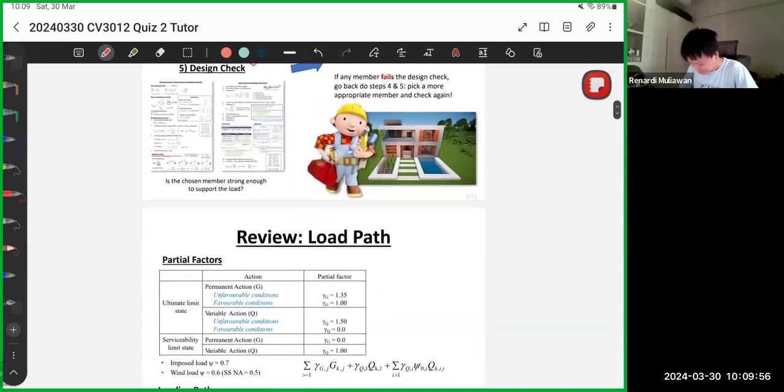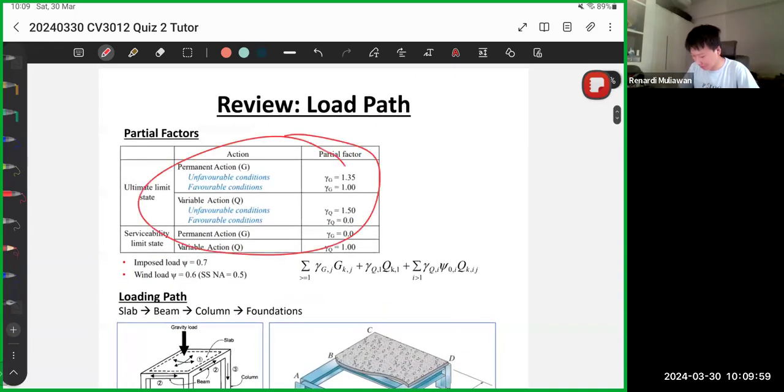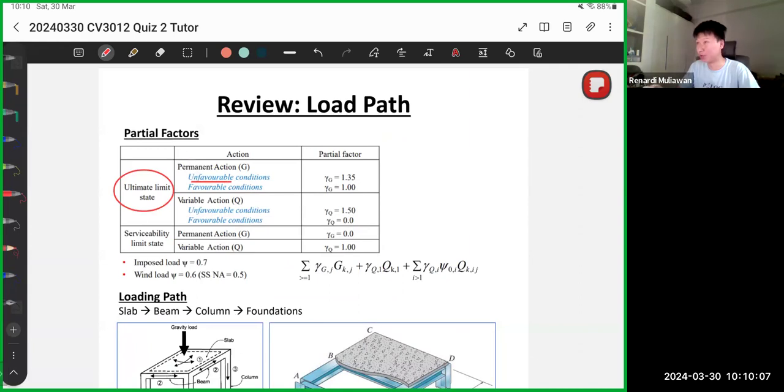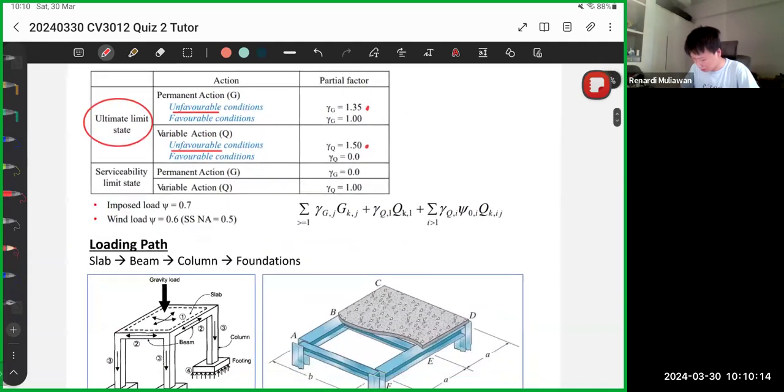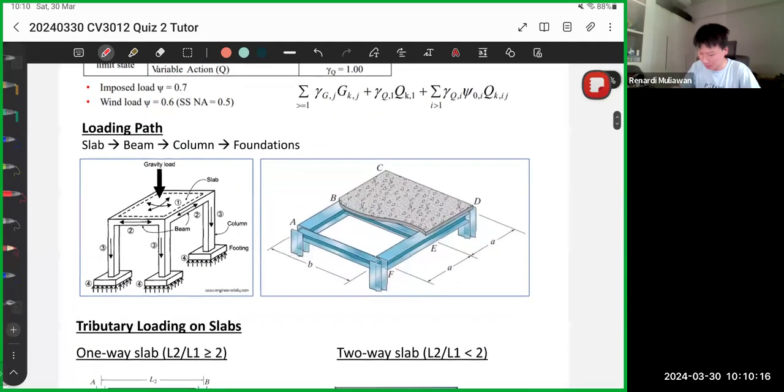Again, here are the partial factors. We are interested in ULS for unfavorable conditions, meaning the loading is not helpful for the structure. So it's 1.35 and 1.5. And then just to review again, the loading path. If we stand on the slab, the loading goes to the slab first, then from the slab it goes to the beam, then from the beams it goes to the column.